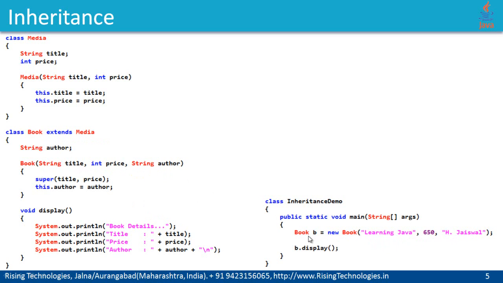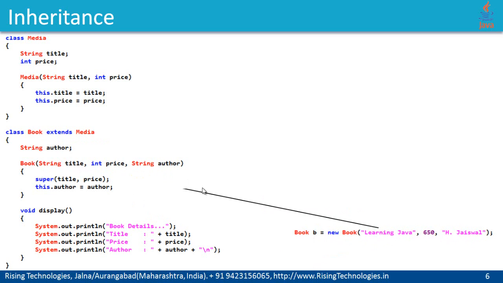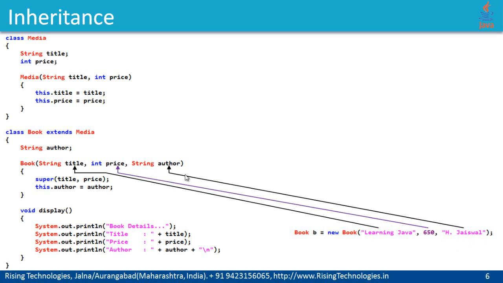So let's just focus on this particular line. When we create an instance of this book class, we are supplying three values. The first value will be sent as an argument into this title, this 650 will be sent as an argument into this price, and this name will be sent as an argument into this author parameter.